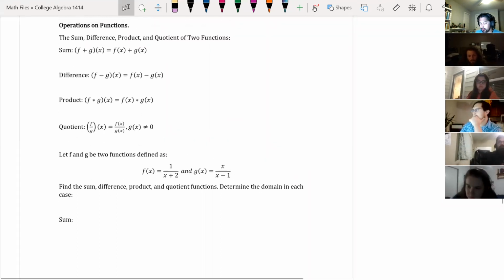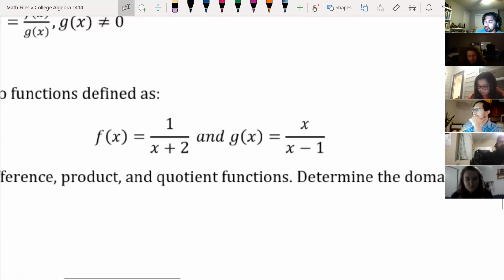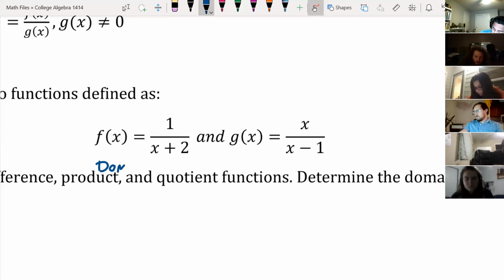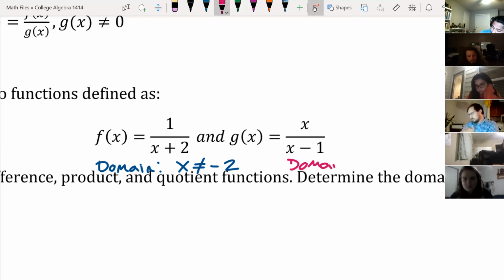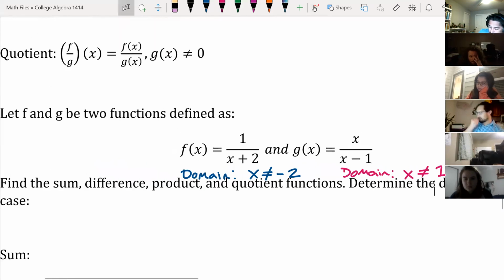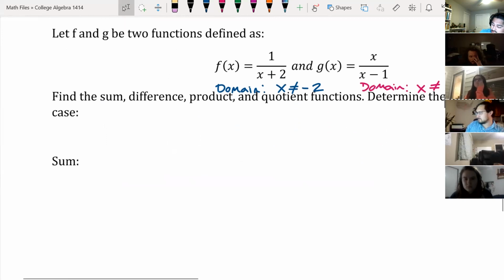So before I even start with those operations, let's look at each of these functions and find out what their domain is. So for function f, what is my domain here? X cannot equal what number? -2. And then for function g, what is my domain here? X cannot equal 1. All right. So if we have these domains first, it's going to make our process a lot easier. So let's go ahead and try this out.